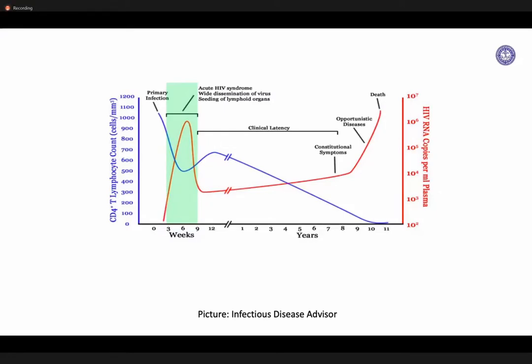Sometimes it's very short. It depends on the virus set point, the viral load set point at the end of that green column, at the end of the acute seroconversion illness. If it is a high set point, they reach the end faster as rapid progressors. Otherwise, they have a longer clinical latency. So the importance of detecting them in the acute HIV syndrome is that you can treat them with antiviral drugs and make their set point lower. Therefore, that improves their prognosis.